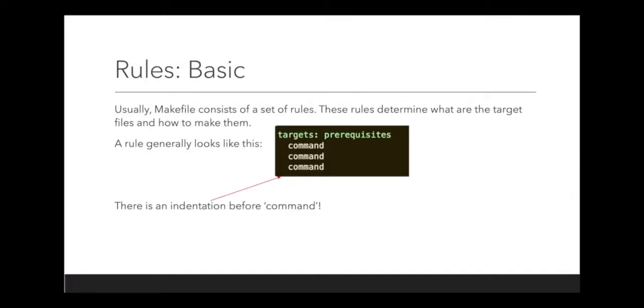Now I'm going to talk about the rules. A Makefile consists of a set of rules. These rules determine what the target files are and how to make them. A rule generally looks like this. We can see there is a target part and prerequisites. And below there are commands, a set of commands. And remember, there is an indentation before the command, and this is crucial.